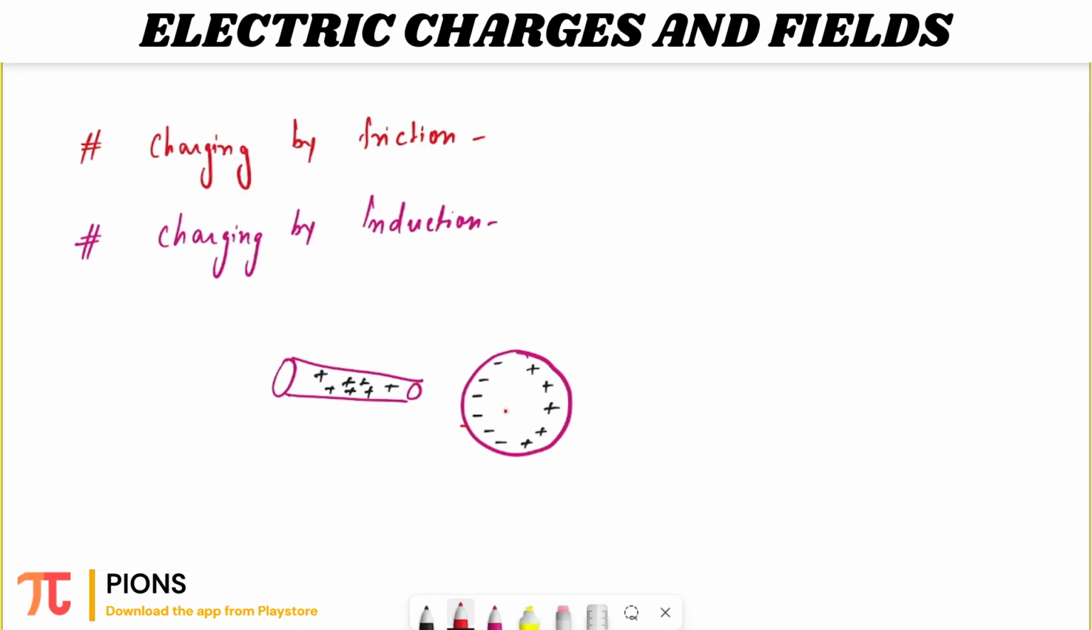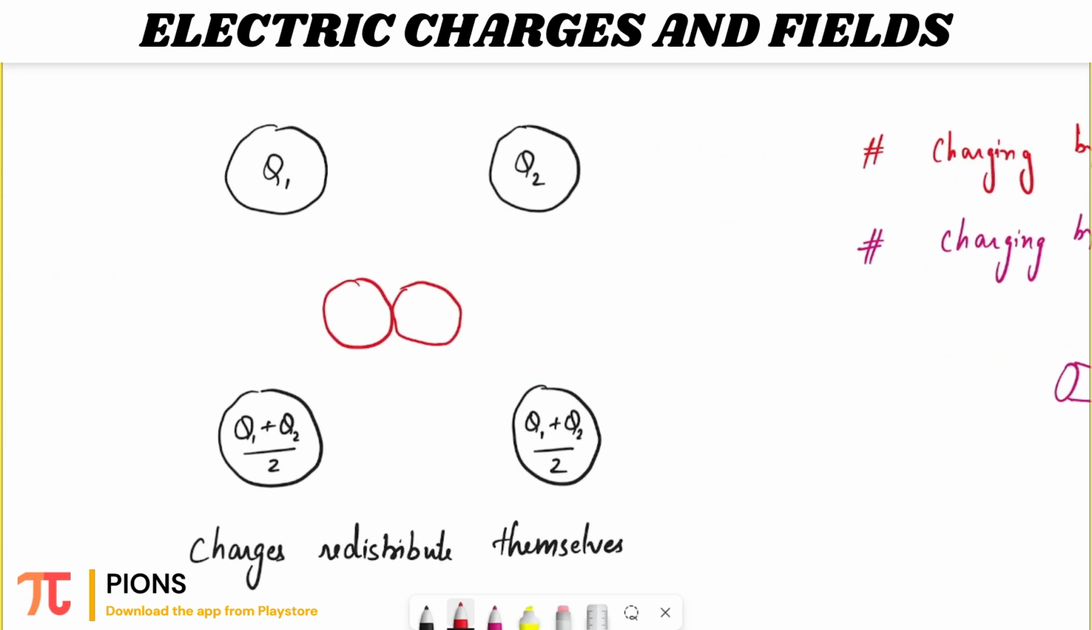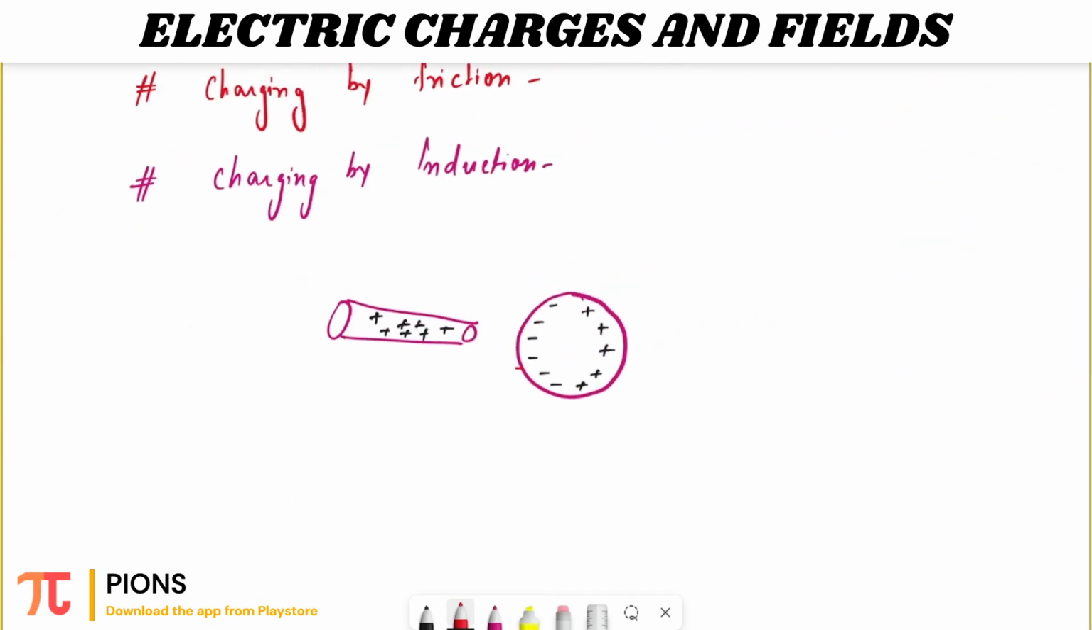Yeah, attraction takes place here, but they don't stick together. This is very important about induction. In case of conduction, as you have seen here, the charges redistribute. So if you remove this rod, again the sphere will become neutral, because the total positive and total negative charge will be the same. So the influence is only there until the rod is there.